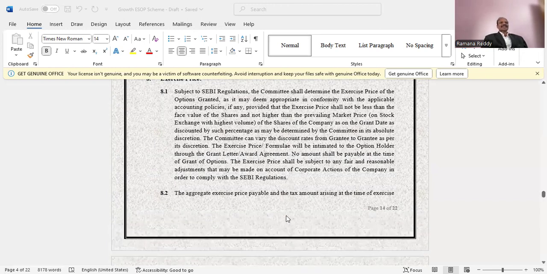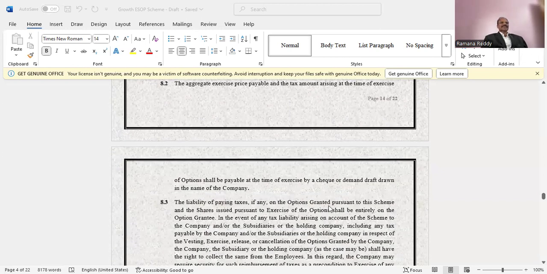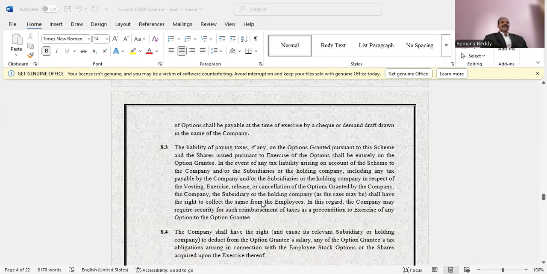The aggregate exercise price payable and the tax amount arising at the time of exercise of option shall be payable at the time of exercise by a cheque or demand draft drawn in the name of the company. So this expenditure has to be paid by the employee, that is the grantee. The liability of payment of taxes falls on the employee grantee.